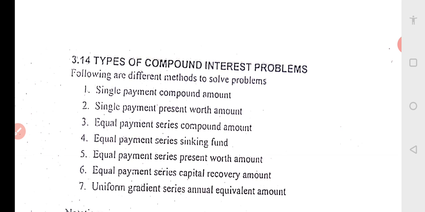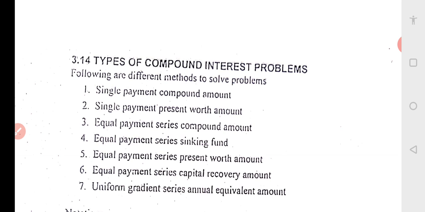And the sixth one, equal payment series capital recovery amount. Capital recovery amount here is again the reverse of this. I want to invest some amount today, and I want to get that interest rate. So how much money should I get after every interest period, how many equal amounts should I get over a period of time, so that whatever capital investment I have made today is recovered at some interest rate? This is the equal payment series capital recovery amount.